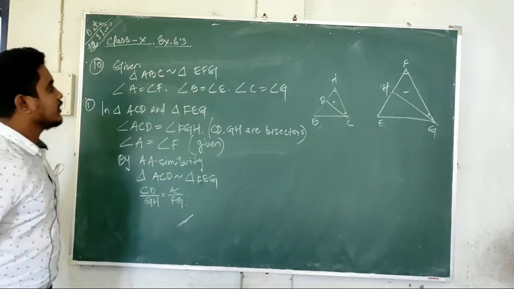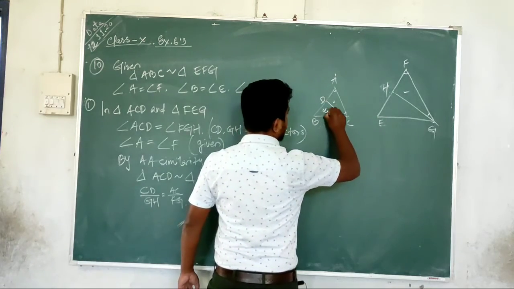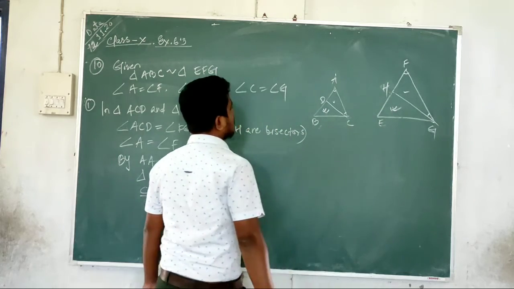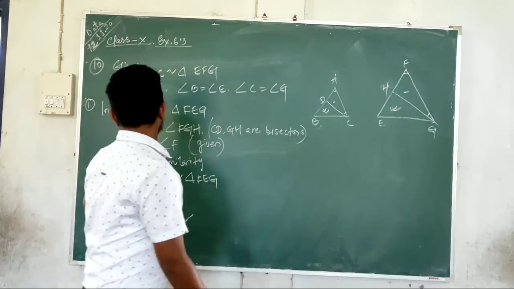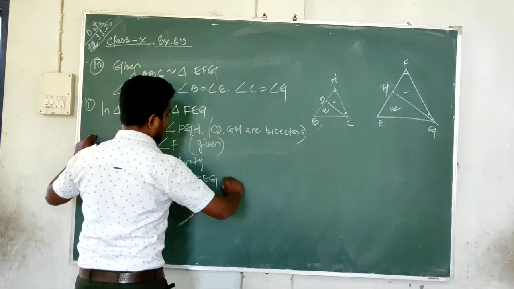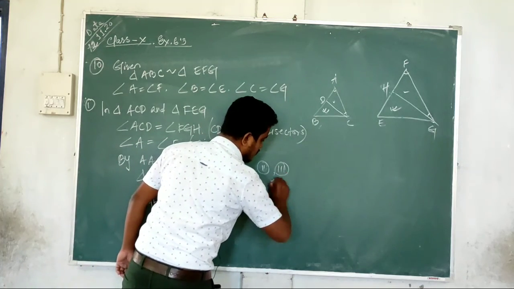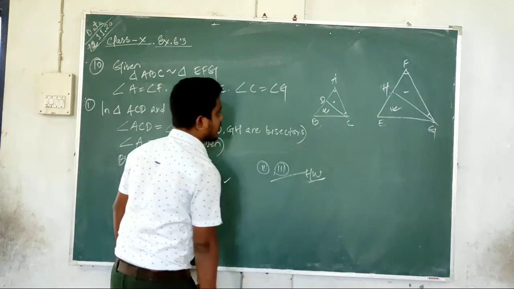So next one is also same. Using the same method we can prove that these two triangles are similar, and third one is also almost same as question number 1. So number 2 and 3 is homework for you.